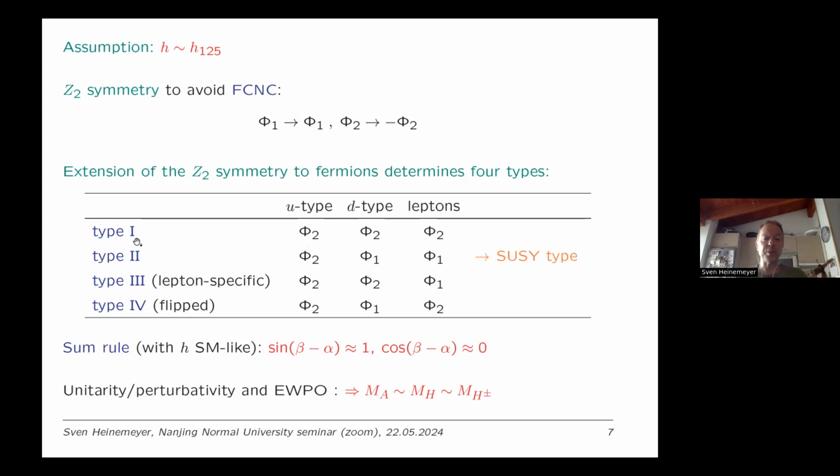And we will mostly work in type 1 and type 2. Type 2 is the famous SUSY type, and type 1 is the one where all fermions couple only to one of the 2 doublets. If we go to the alignment limit, then as said, we have this cosine(beta minus alpha) equal to 0, and then the sine must be close to 1. We know this. Adding this to other constraints like unitarity and perturbativity, electroweak precision data, we know that the heavy Higgs bosons can't be too far apart in mass. They are not identical, but they can't be too far apart.